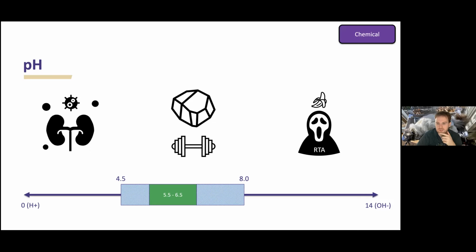And then lastly, there are infectious processes. Acidic urine happens more in E. coli UTIs, and can also happen in kidney tuberculosis. And then alkaline urine is more common with UTIs from urea splitting bacteria like Proteus and Pseudomonas.